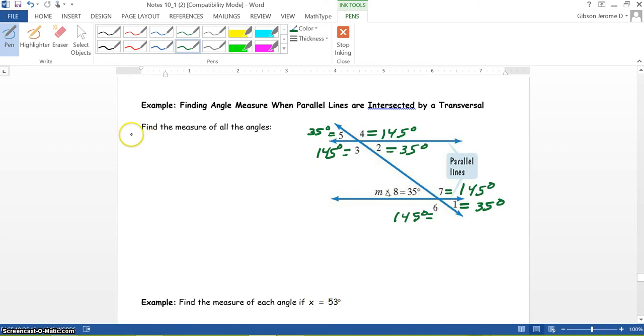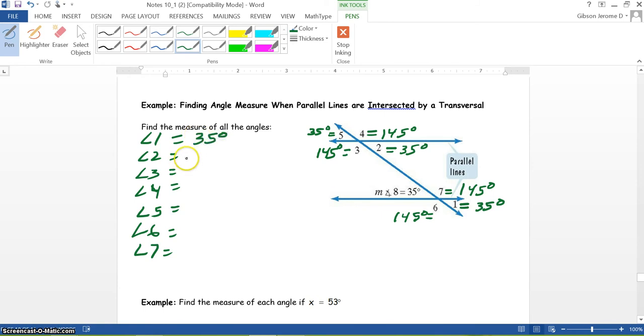Now you can write them out here. You could start here, angle 1, angle 2, angle 3, angle 4, angle 5, angle 6, angle 7. We already have angle 8 that was provided. So angle 1 we see is 35 degrees. Angle 2 is 35 degrees. Angle 3 is 145 degrees. Angle 4 is 145 degrees. Angle 5 is 35 degrees. Angle 6 is 145 degrees. And angle 7 is 145 degrees.